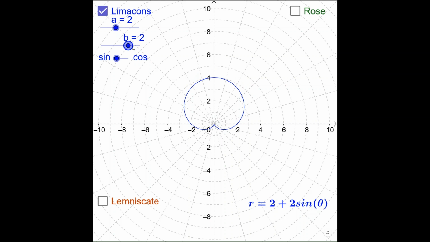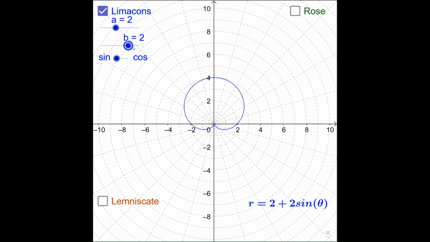What's the difference in our equation between a cardioid and an inner loop? The inner loop happens if the B value is bigger, so the A value is smaller. The cardioid happens if they're equal to each other, if the 2 and the 2 are the same.